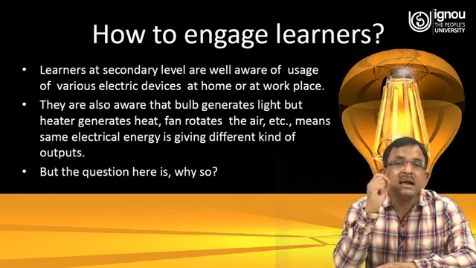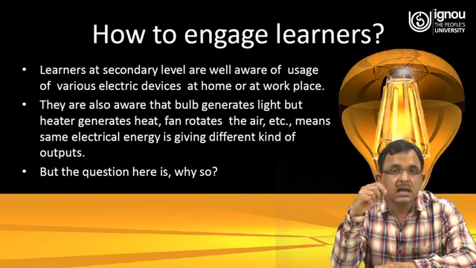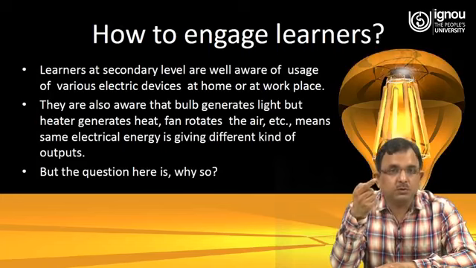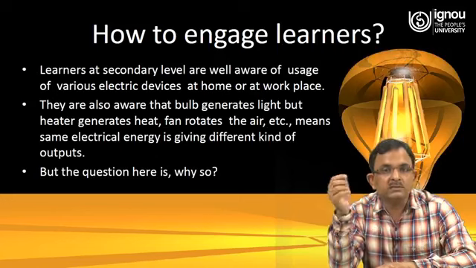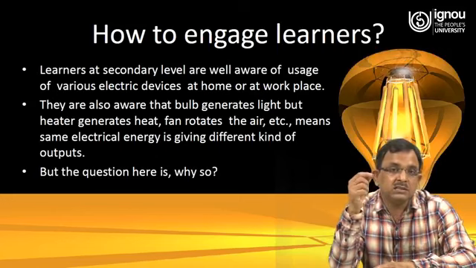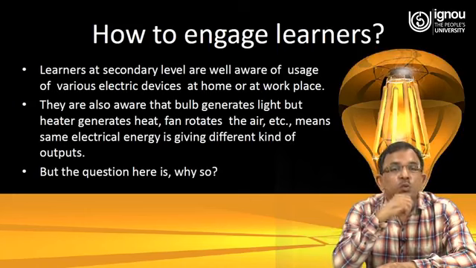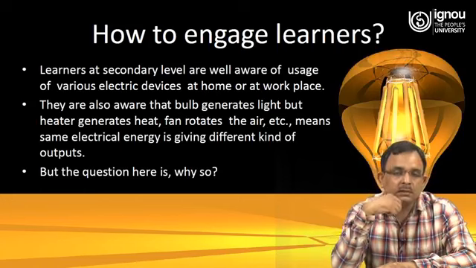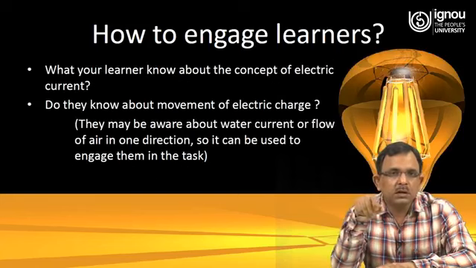It means the same electrical energy which is being used in different devices is giving different kinds of outputs. The same electrical energy is being converted into light, into heat, and into mechanical energy which rotates the fan. But the question is, why so? Why is it happening? Students know about electricity, they have studied it in their elementary classes, so they are not in a vacuum.